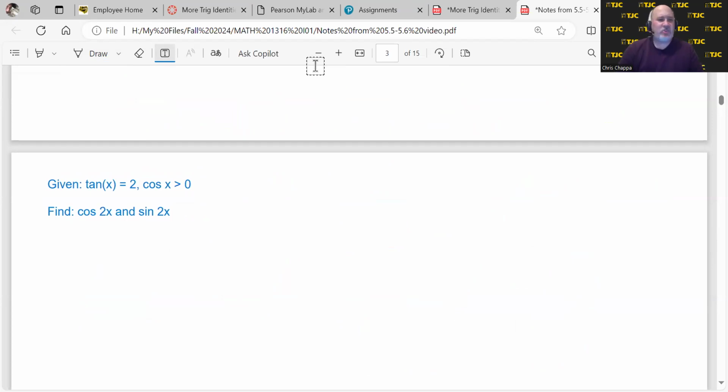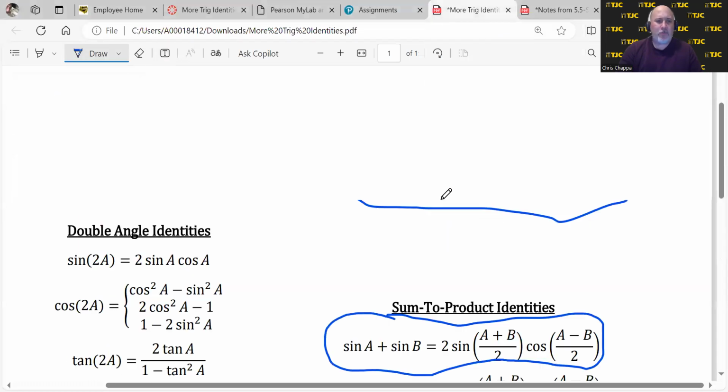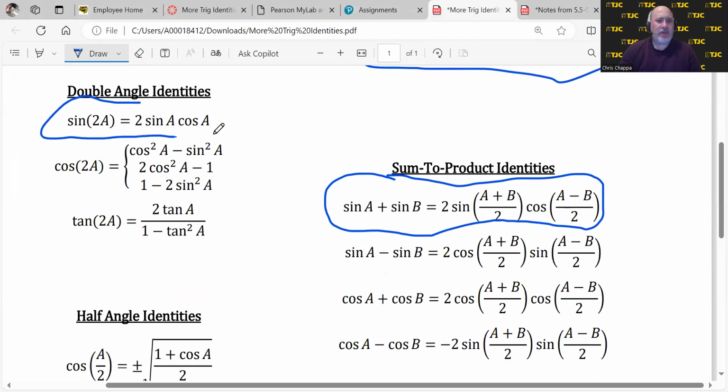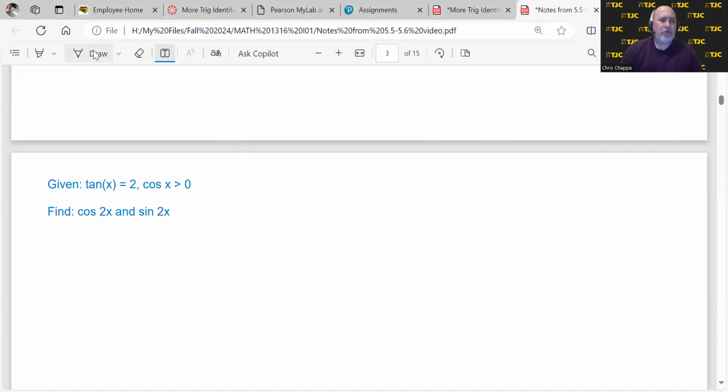There's a lot of moving pieces in here, but let's start with what our goal is, which is to find cosine of 2x and sine of 2x. Let's find sine of 2x first. Now, to find sine of 2x, we need the right formula. The right formula is a double angle formula. Sine of 2a equals 2 sine a cosine a. And if we apply that here, I'll type this as long as I can.